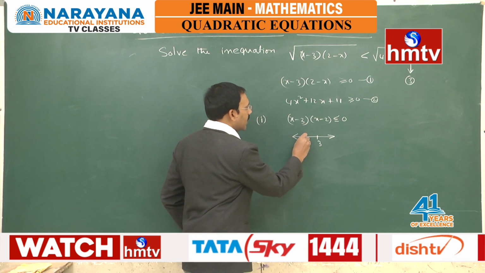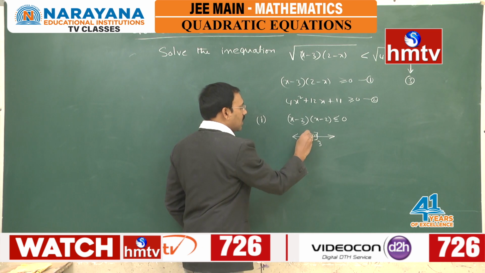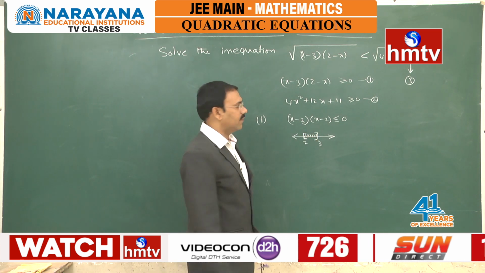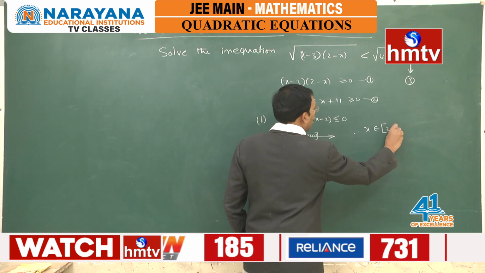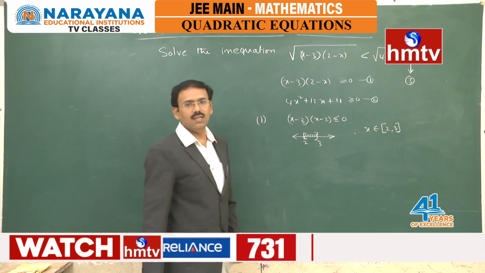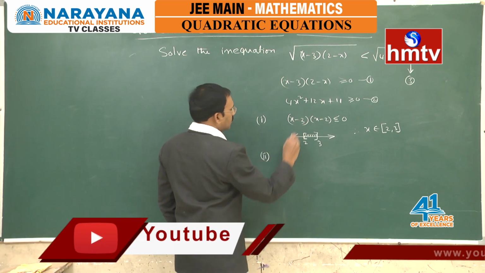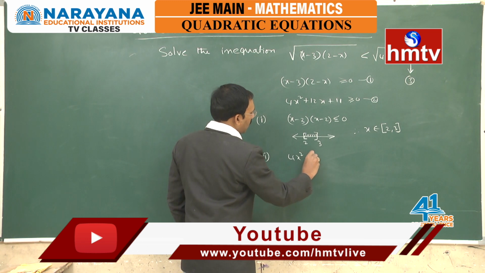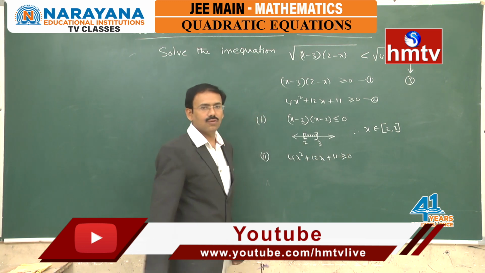So, the set of all x which satisfy lies between 2 and 3. As equality is there, we take even the closed interval. Therefore, x belongs to closed 2 comma 3 satisfies this inequation. Whereas the second one is 4x square plus 12x plus 11 greater than or equal to 0.